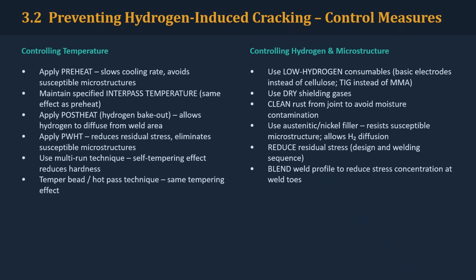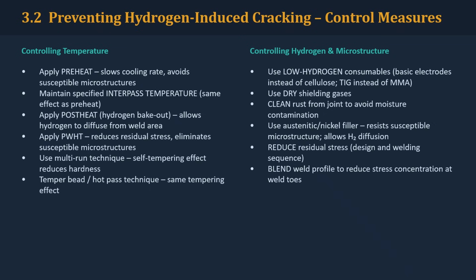Post-heating can be used where specified to encourage hydrogen diffusion away from the weld region. PWHT, when required by the applicable procedure or code, can reduce residual stresses and modify susceptible microstructures. Multi-run welding and temper bead or hot pass techniques can also influence the hardness and thermal history. The second major area is hydrogen control.